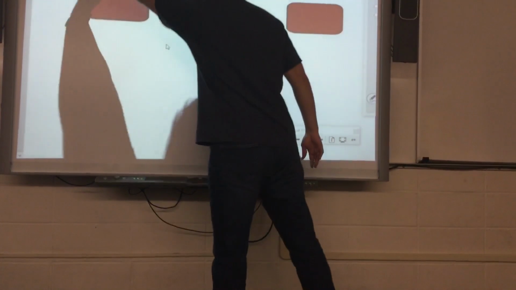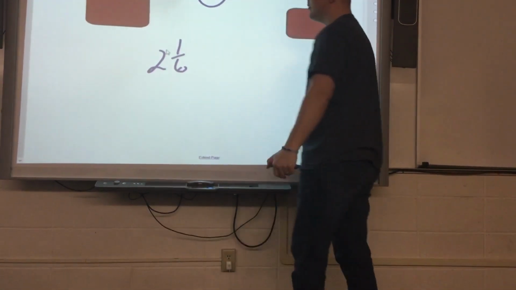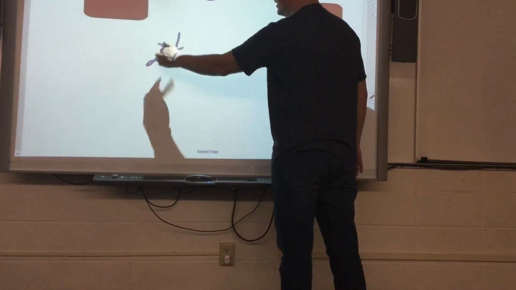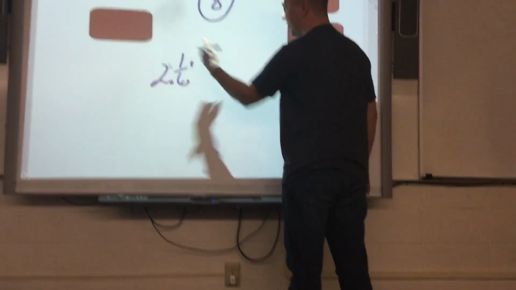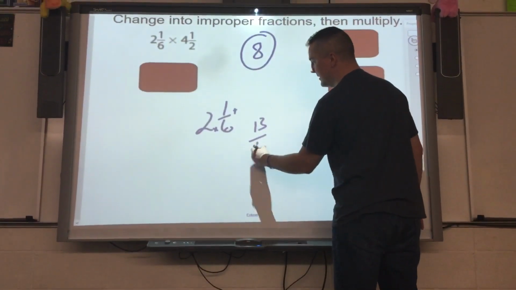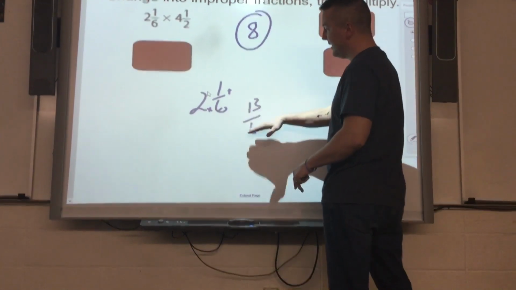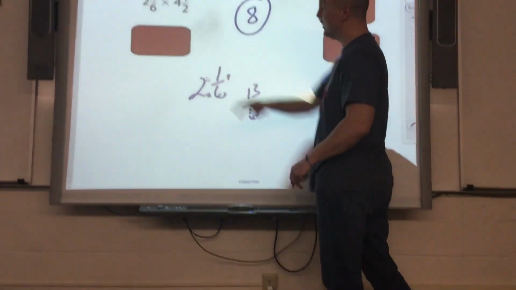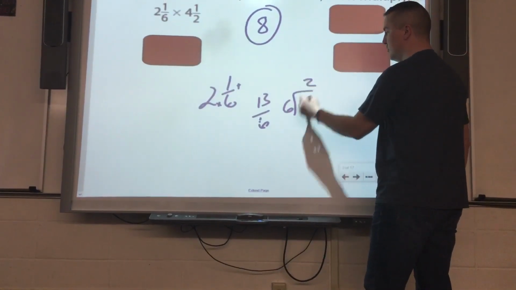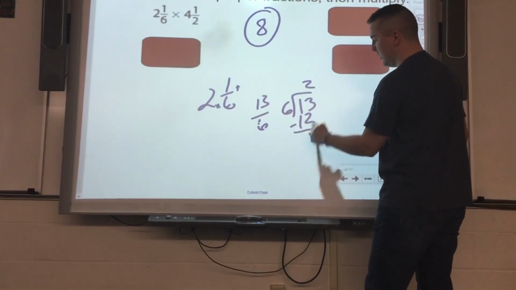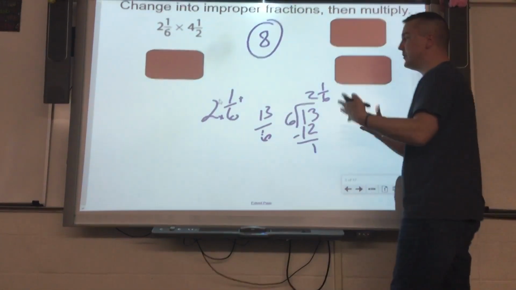So I want to first change 2 1/6 to an improper fraction. Remember, 2 times 6 plus 1 more. Well, 2 times 6 is 12, plus 1 more, 13. This is 13/6. Remember, we're able to do this because I can take 13 divided by 6, and I'm going to get 2 1/6. 13 divided by 6, I get 2, and 1 is still being divided by 6. Remember, these are equivalent. That's why I'm able to do this.